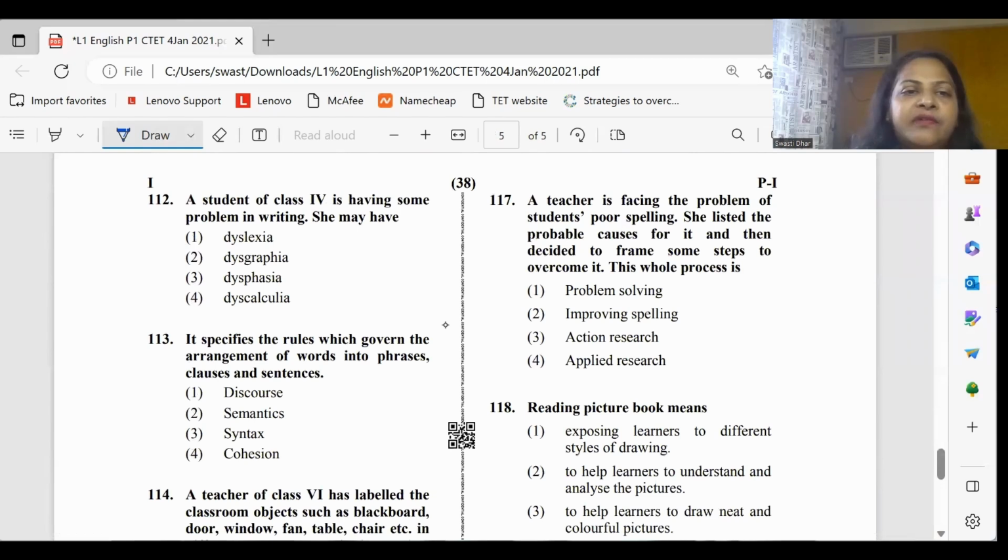Question 112. A student of class 4 is having some problems in writing. She may be having dysgraphia. So in CTET, please take these as the answer, although this is very simplistic. In your class, please don't think that if a student is having writing problems, it is dysgraphia. But, well, as per the syllabus of the CTET, this is the best answer.